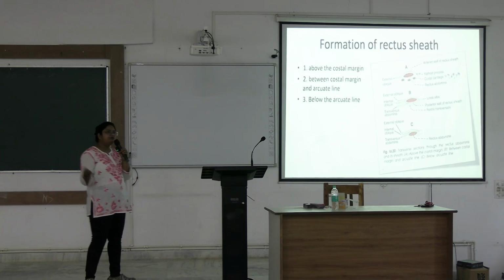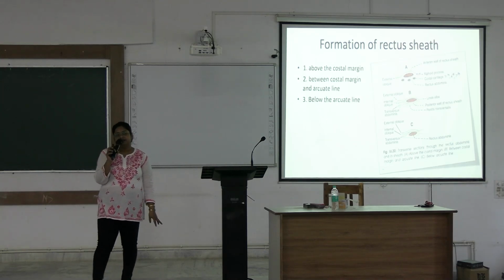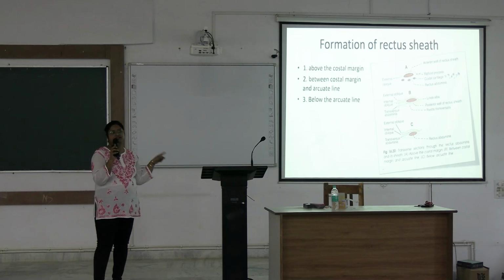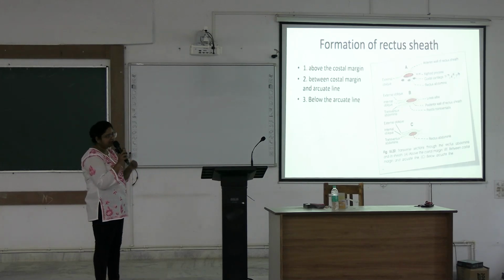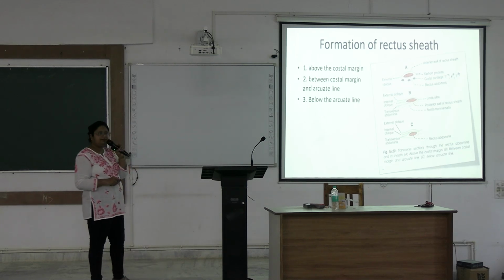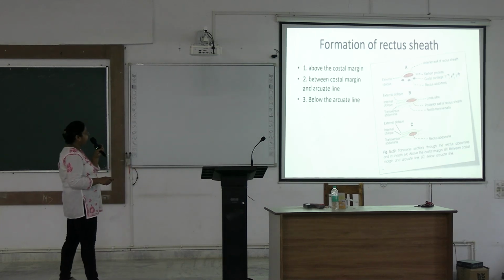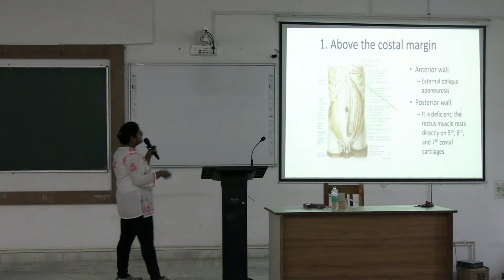Now we are going to the formation of the rectus sheath. Rectus sheath comes in your long question. Understood the three muscles: external oblique, internal oblique, transversus abdominis. Important for your practical OSPE question. This rectus sheath comes in your long question, theory. Its formation is different at three levels: above the costal margin, between the costal margin and the arcuate line, and below the arcuate line. We will discuss in detail.